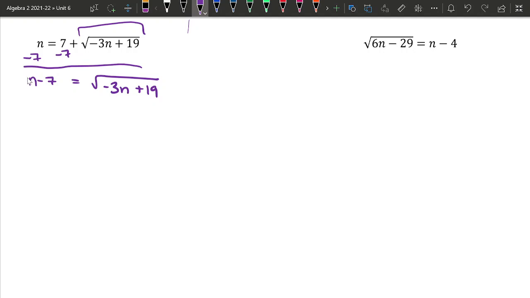So I have n minus 7. I'm going to go ahead and put that in parentheses. Group it together, because that's a binomial and I know it's attached now. Now I want to get rid of the square root. To do that, I'm going to square it. If I square one side, I have to square the other side. Square root, squared, cancel. So on the right, I have negative 3n plus 19. And on the left, I have n minus 7 squared.